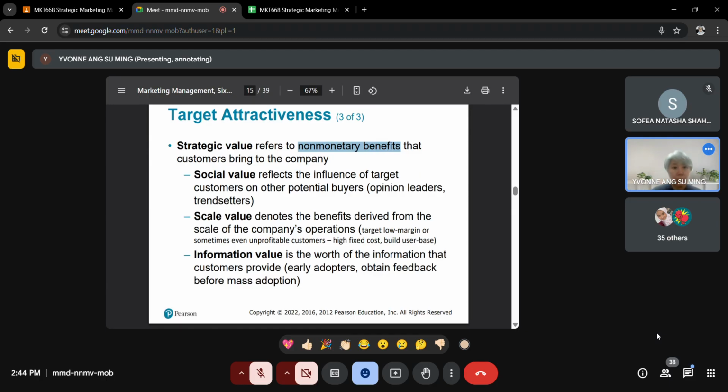of segment. Okay, so here if you are looking at dia punya social value, what we are looking at is that we are seeing whether the company actually has any influence to actually target the customers, okay, or other potential buyers. So here they're looking at people like dia punya opinion leaders, trendsetters, influencers, okay, influencers that might actually occupy that particular segment.